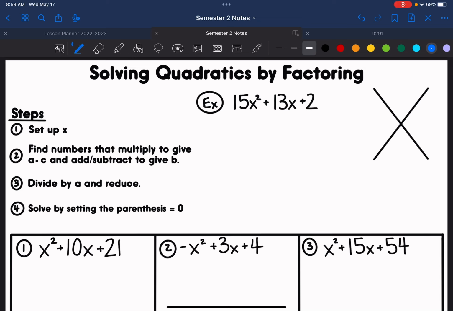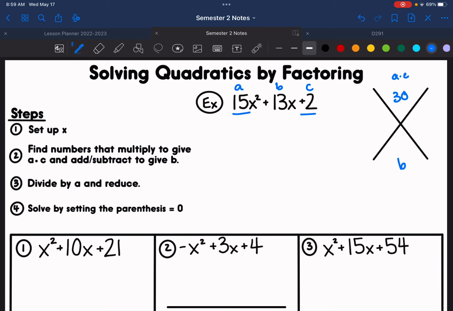All right, so I'm looking over here at my steps. Step number 1 says set up the x. Cool. That is going to be the same as usual. We have an a, a b, and a c. At the top of my x, I have a times c. At the bottom, I have my b. So I'm going to do a times c. I have 15 times 2. That's going to be 30. At the bottom, I have b. That is 13. Cool.